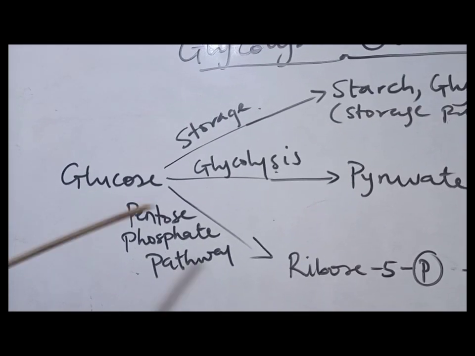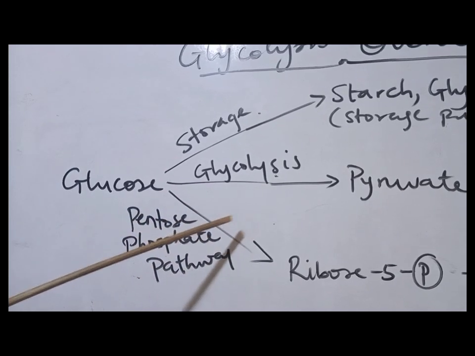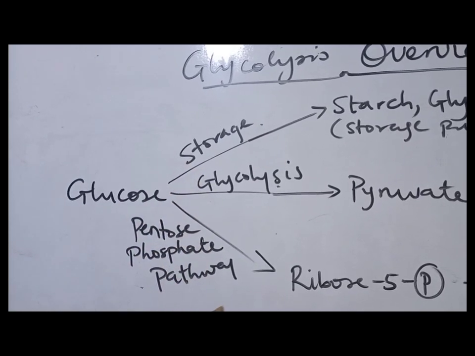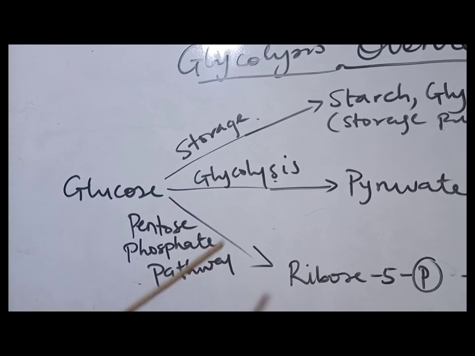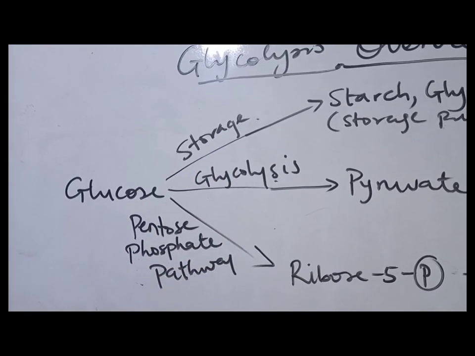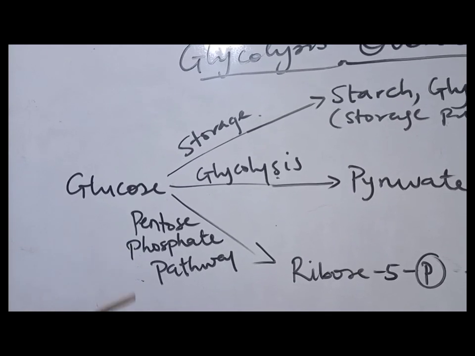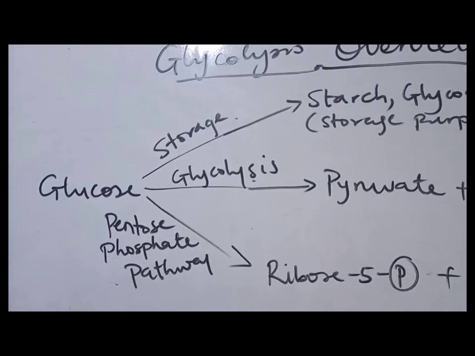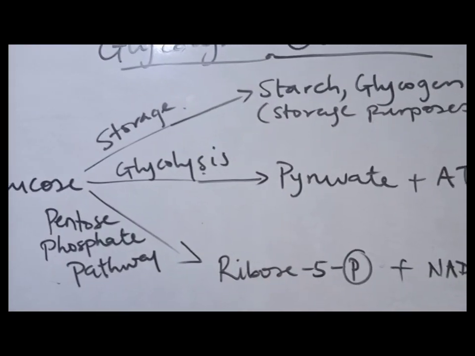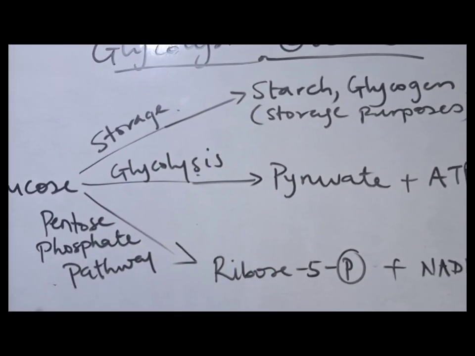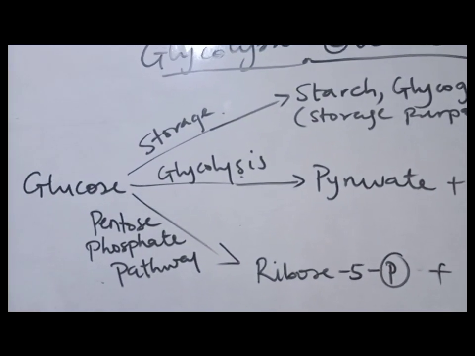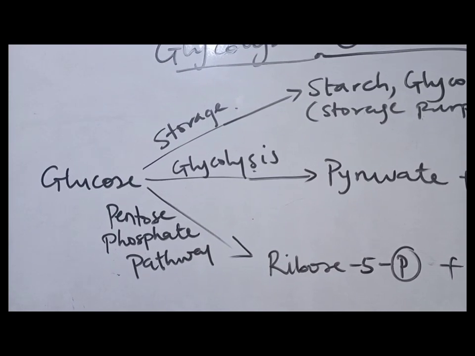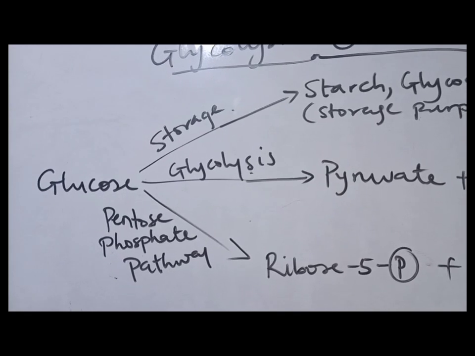Glucose can also go through the glycolysis pathway that we are currently examining, and the end product of that pathway is pyruvate and energy in the form of ATP. And glucose can also go through the pentose phosphate pathway, whereby we have ribose 5-phosphate and NADPH as the end product. Recall that NADPH is the reduced form of the coenzyme NADP plus.